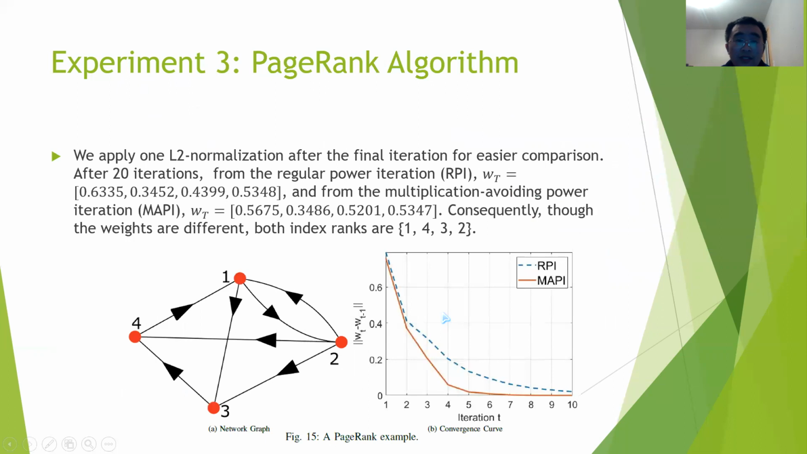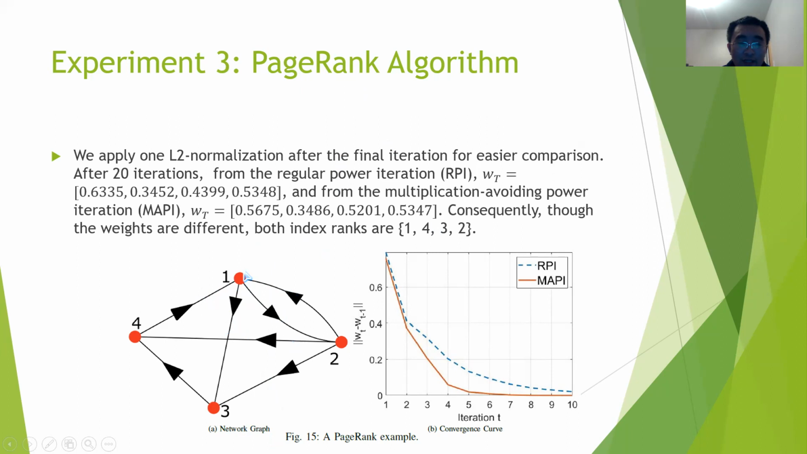The third experiment is the PageRank algorithm. This one was developed by Google for the search engine. That means that if you search a keyword, what will be shown on the first page will be determined by this algorithm. In detail, it will create the PageRank matrix based on the network graph, and then run the power iteration on the matrix.